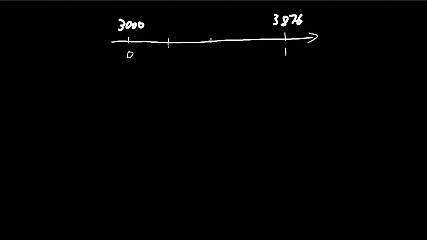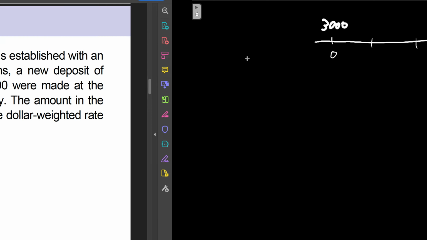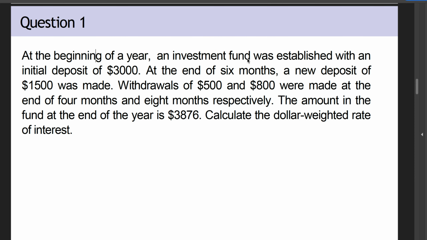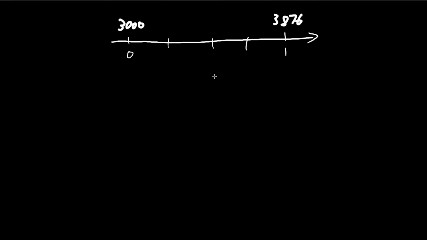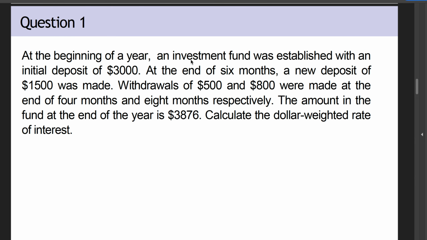And then in the middle, we have several instances of cash flow. So at the end of 6 months, there is a deposit of 1,500. So 6 months, that's just 0.5. It's going to be a deposit of 1,500. So it's a plus. It's a positive cash flow.